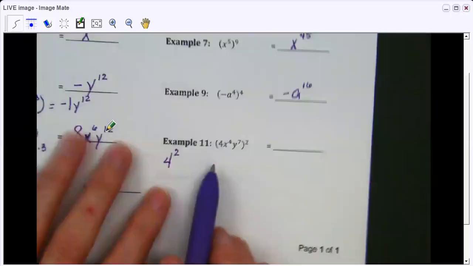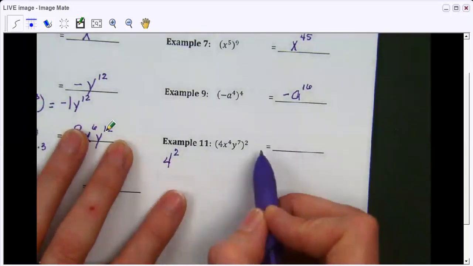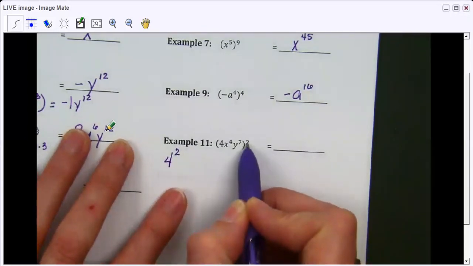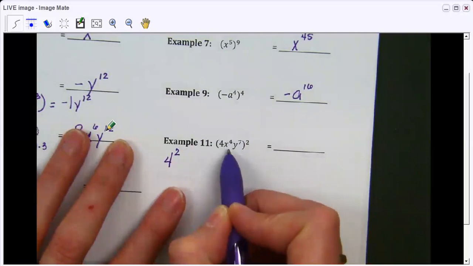All right, so going back to number 11. Now, Danny, you're gonna finish this with me. How am I going to apply the power of 2 to x to the power of 4?